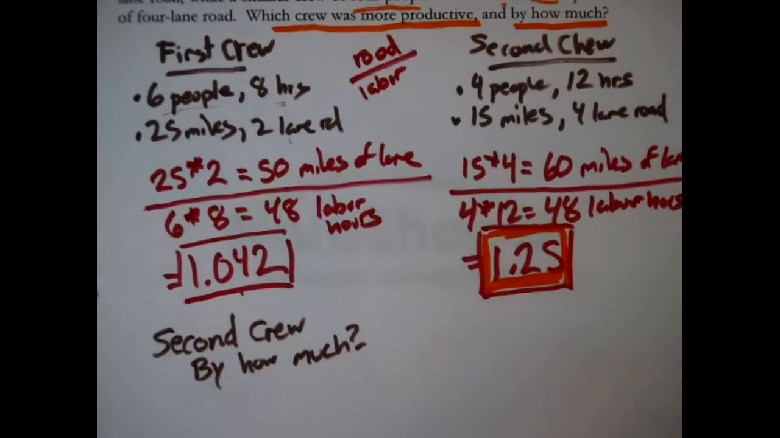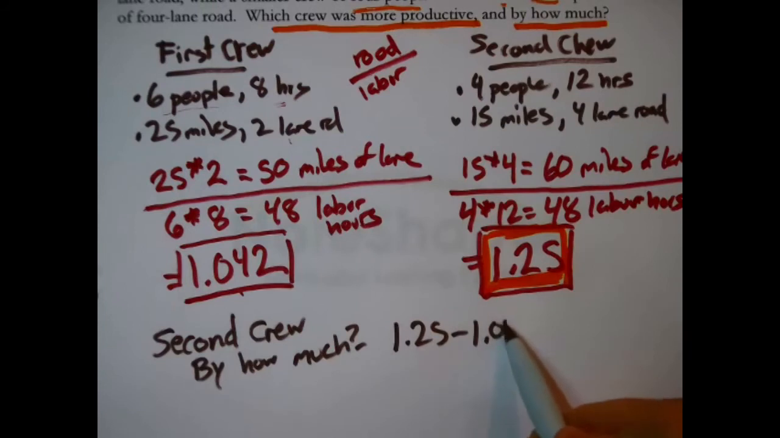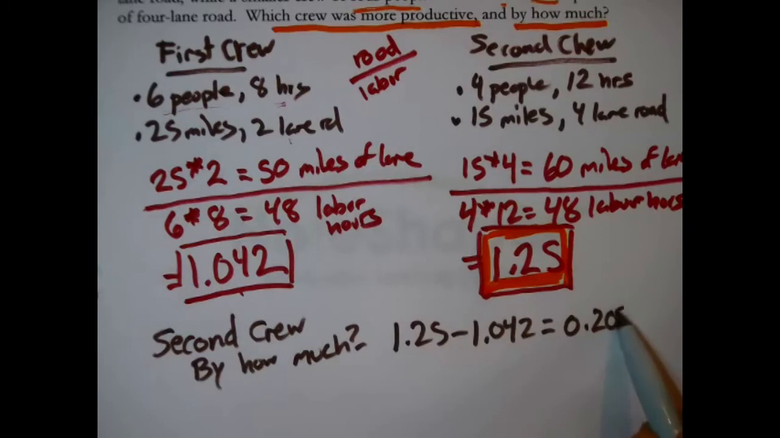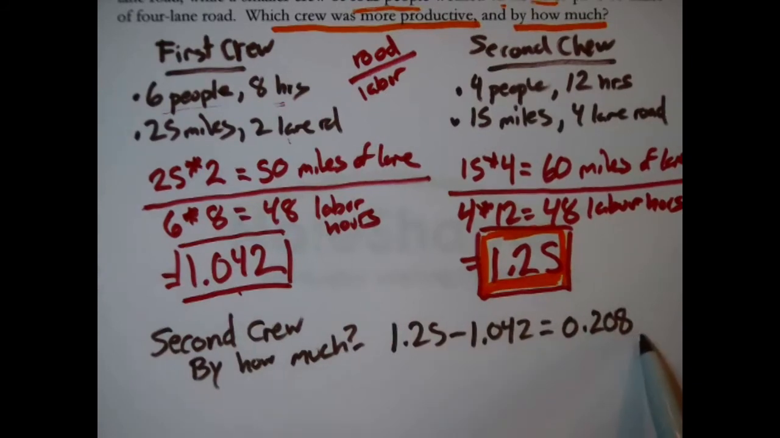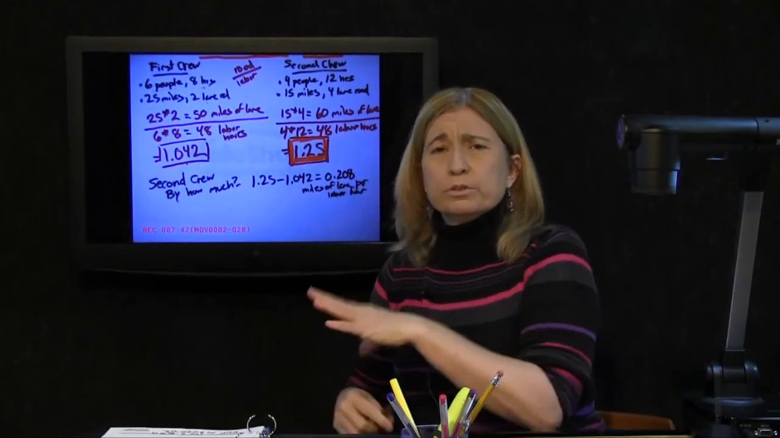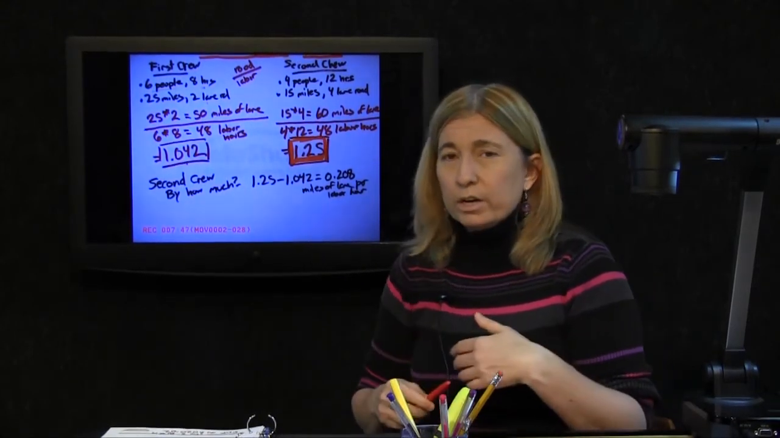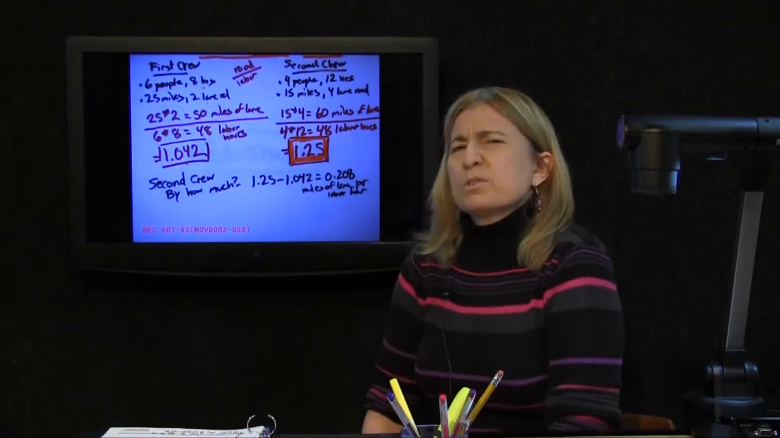A very simple way to answer that is just to comment on the difference between these two numbers, like 1.25 minus 1.042. I get 0.208. 0.208 miles of lane per labor hour. That's one way to answer that. We're just providing the absolute difference between the two. Or, actually, a more elegant way to answer that would be by percent. It just gives you some sense of scale.